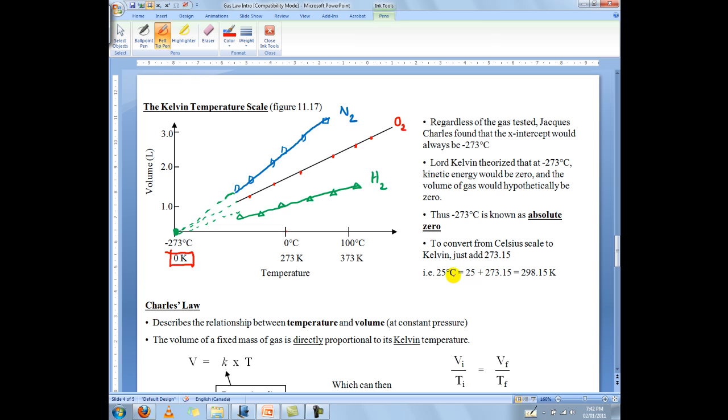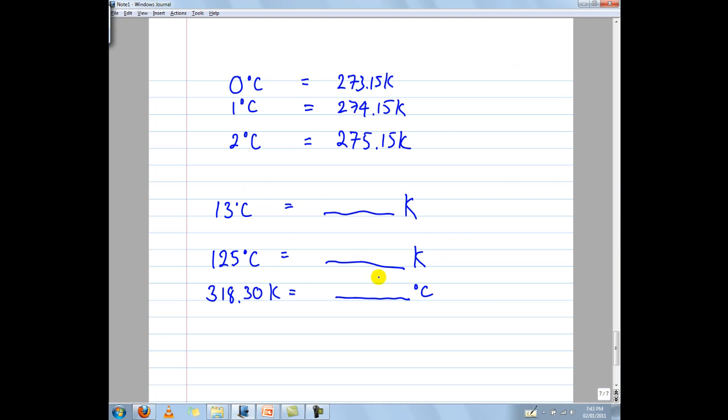So for instance, 25 degrees Celsius plus 273.15 means that's going to be 298.15 kelvins. If I want to go the other way around from kelvins back to Celsius, you subtract by 273.15 instead of adding. So what I would like you to do right now is to pause the video and try this out for yourself. Tell me, how many kelvins is 13 degrees Celsius equivalent to? And how many kelvins is 125 degrees Celsius equivalent to? And let's go the other way around. If I have 318.30 kelvins, what is that in degrees Celsius?